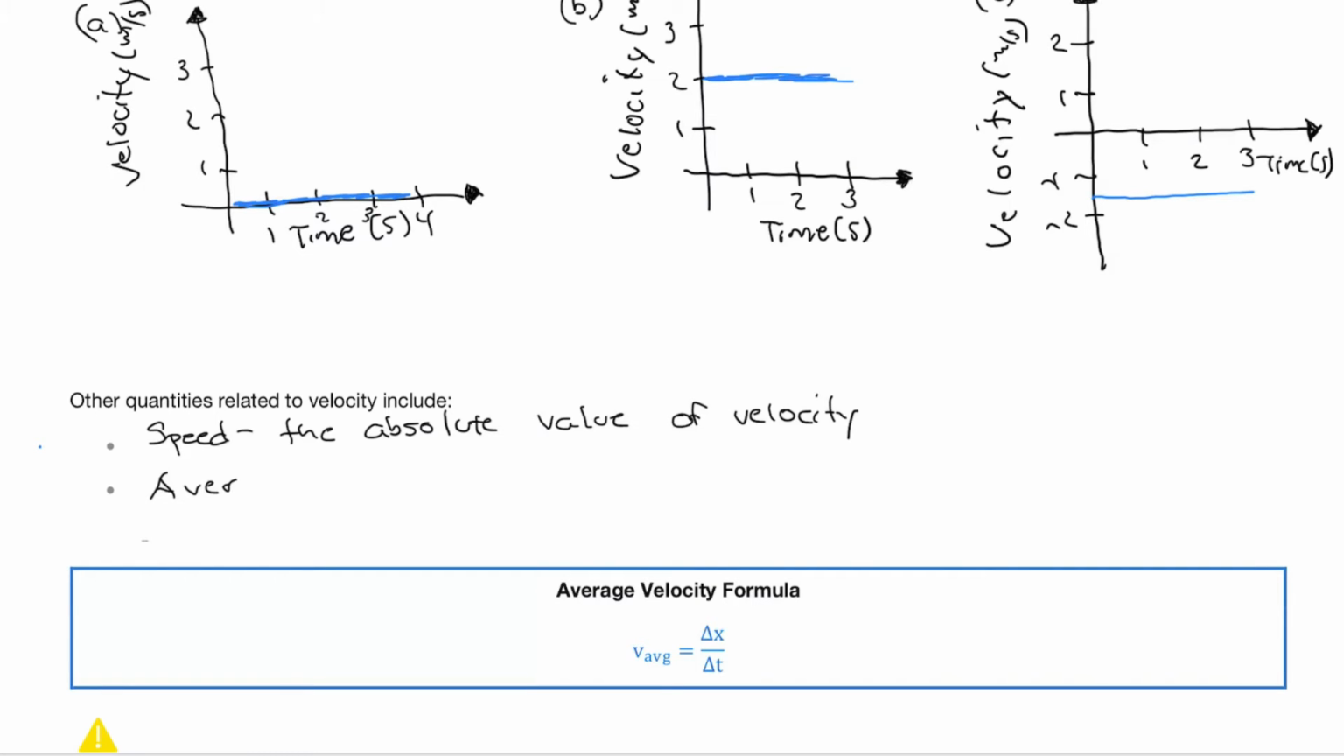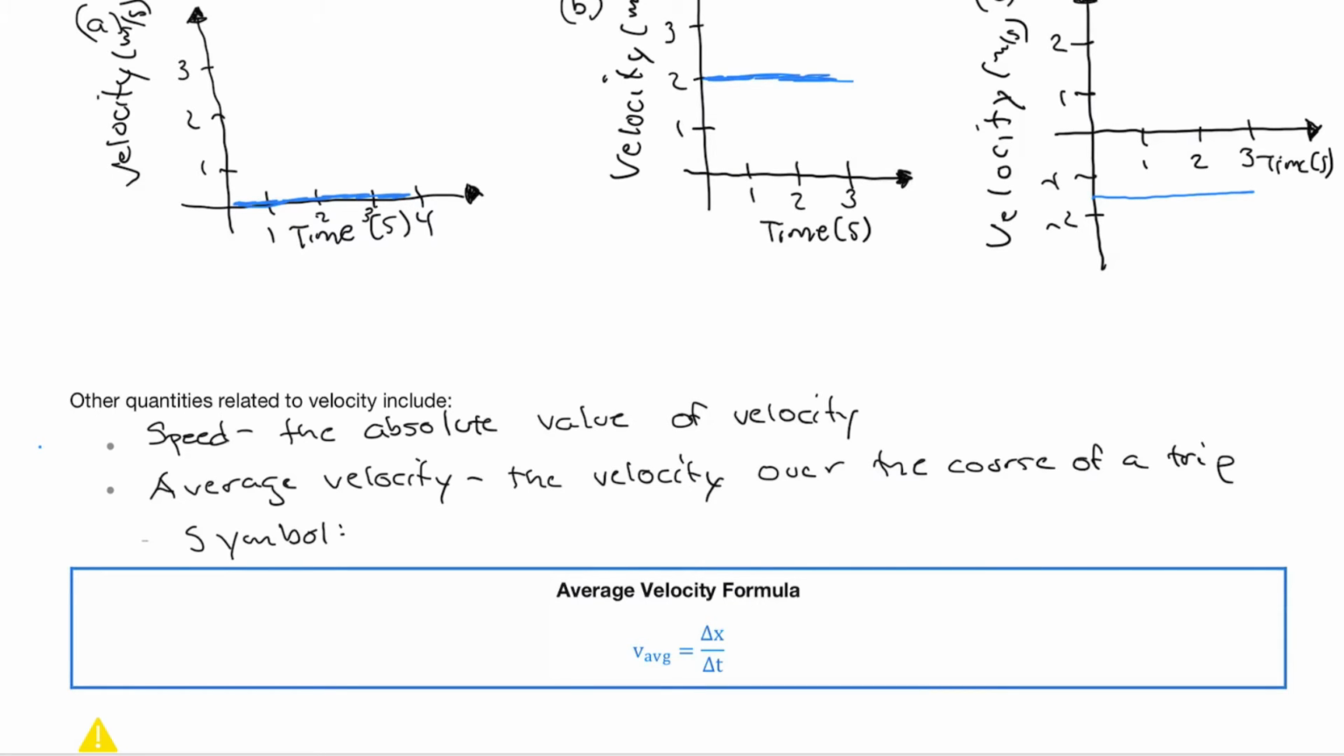Average velocity is going to be the velocity over the whole course of a trip. We give it a symbol, v average, where average is in a subscript, and we typically read that as v sub average. The formula for average velocity connects what we think of when we think of average velocity, how far you traveled and how much time. And in this case, we can write it as the displacement over the time. While there is a single average velocity for the trip, there are infinite instantaneous velocities.